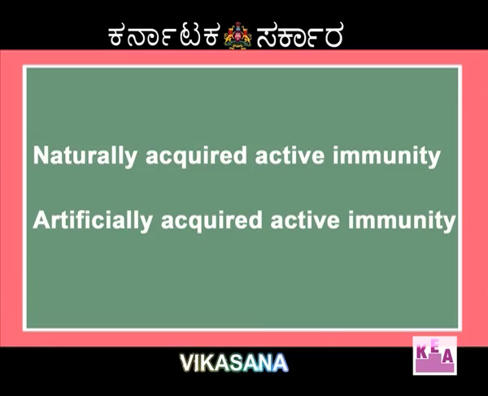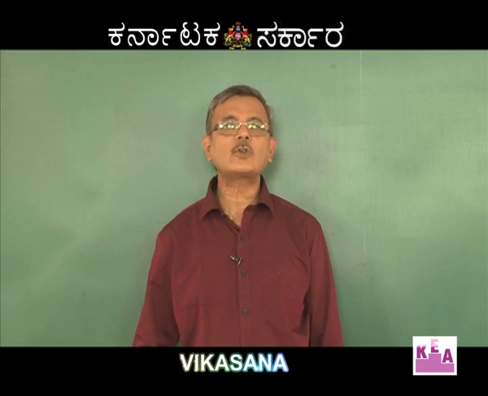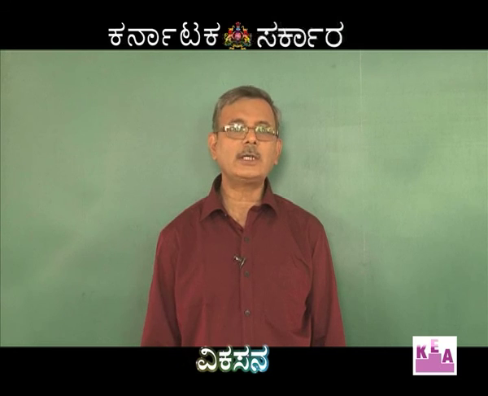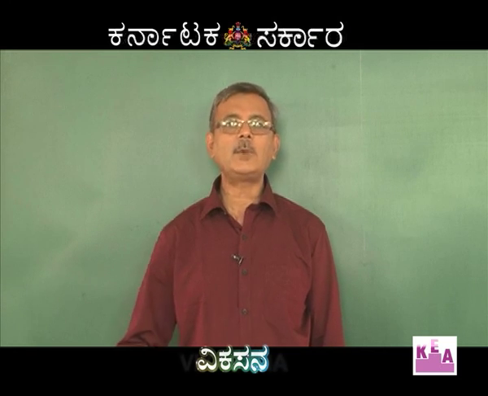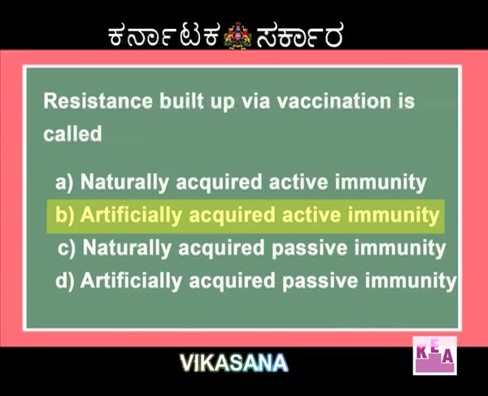When you talk about active immunity, we have two kinds: one is naturally acquired active immunity and the other is artificially acquired active immunity. If any pathogen naturally enters the body and antibodies are produced against it, we call it naturally acquired. Here we are inducing the antibody production, thereby it is artificially acquired active immunity. So, option B is the right answer.